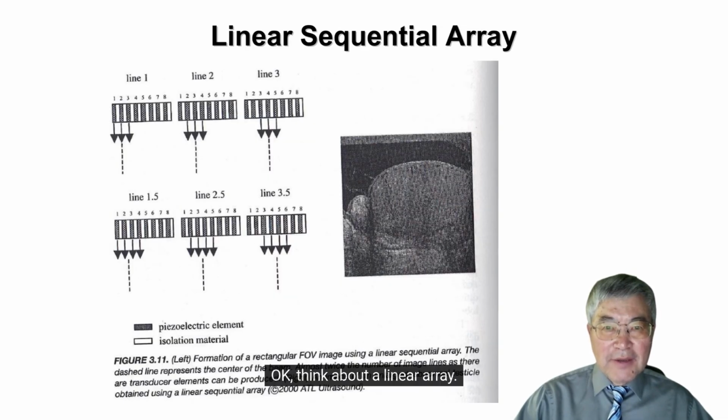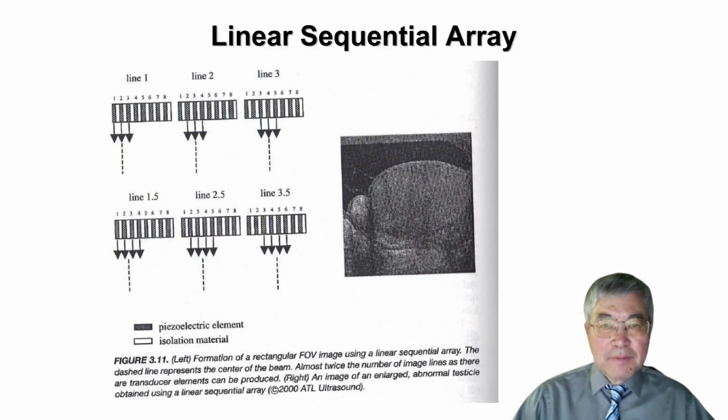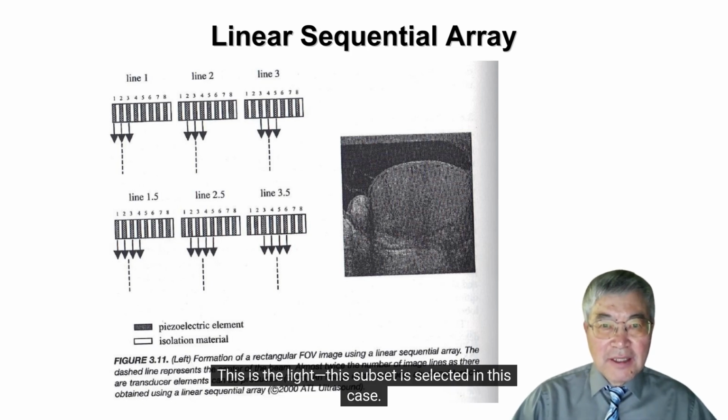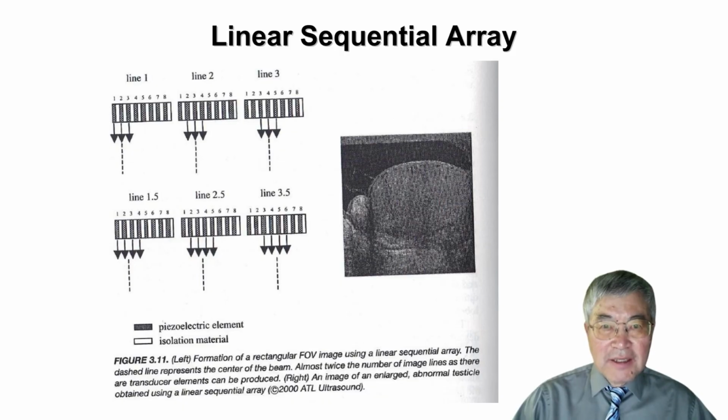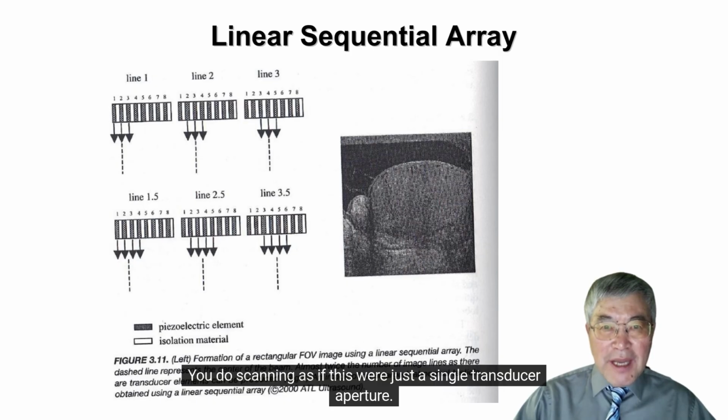Okay, think about a linear array. A linear array is to put multiple piezoelectric transducers along a line. So you have multiple elements and you can selectively make a subset of transducers on. This subset is selected in this case. These elements are selected. You use these three as your ultrasound sources, so this beam will go down this way. You do scanning as if this were just a single transducer aperture.